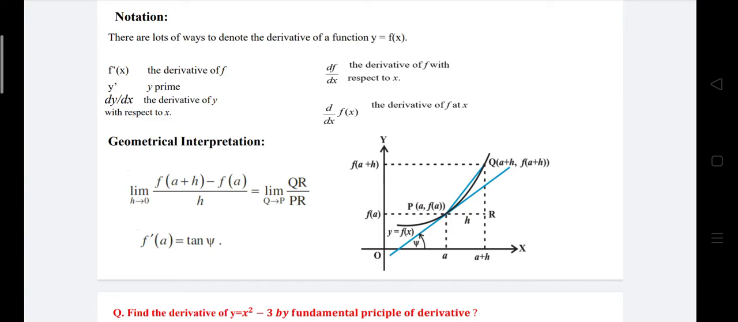Then a plus h will be next, having some h difference, and accordingly at a, f of a will be there, at a plus h, f of a plus h will be there. Then we have already seen this diagram. Then that difference, f of a plus h minus f of a, divided by the difference of domain, which will be h.